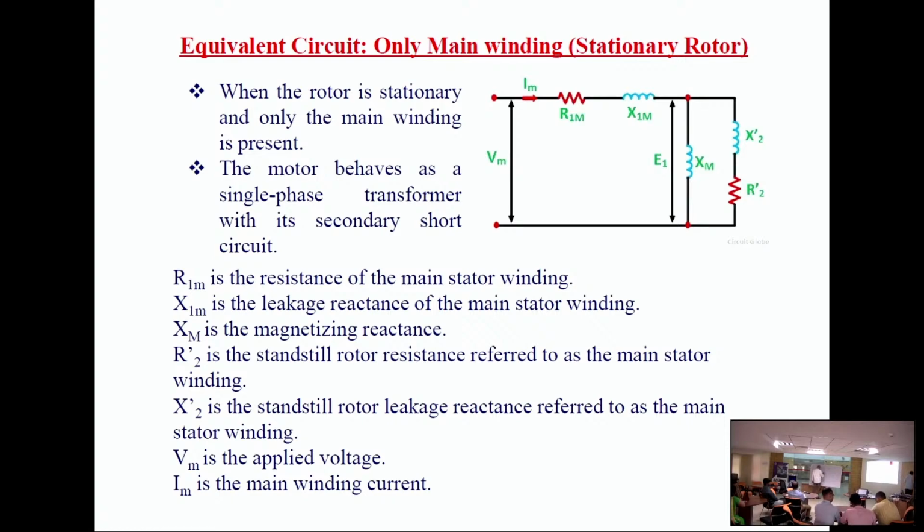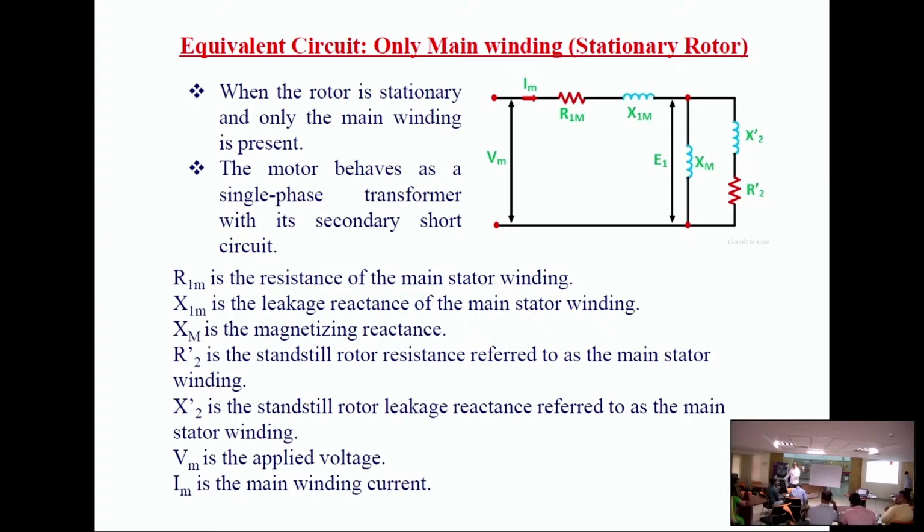So I2 equals S E2 divided by R2 plus j S X2. This is the equivalent circuit for the same: this is S E2 and this is I2, this is R2, this is S X2. This is only the rotor circuit.